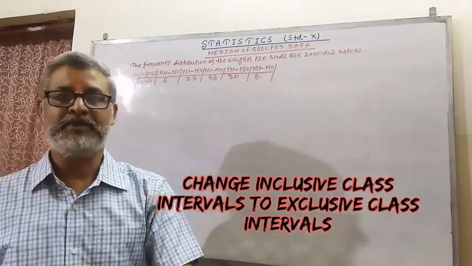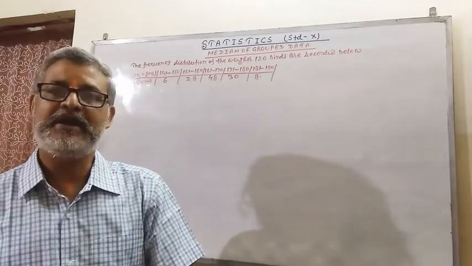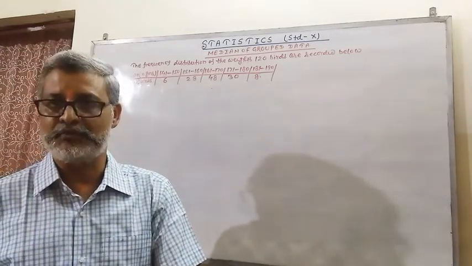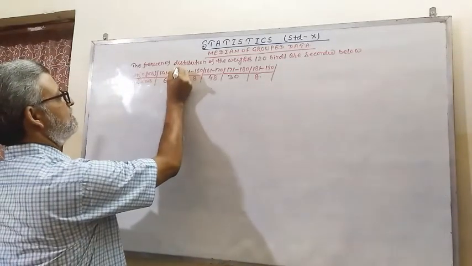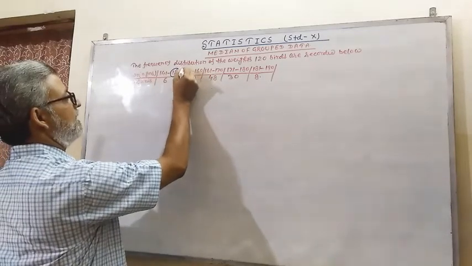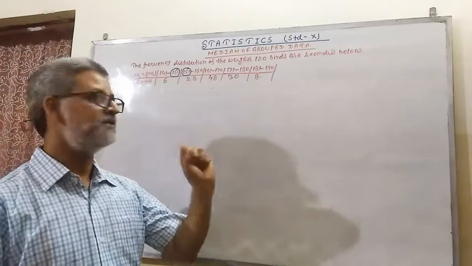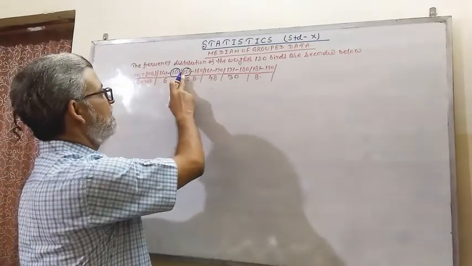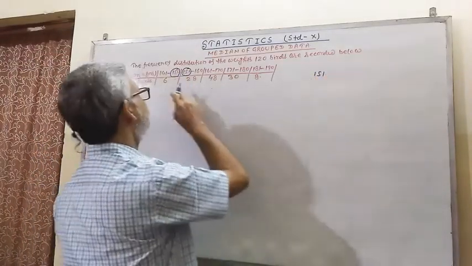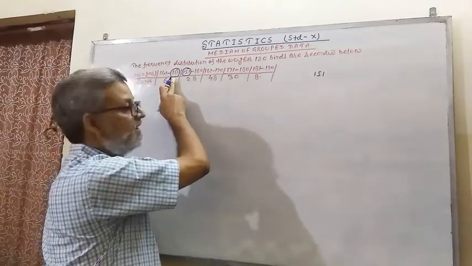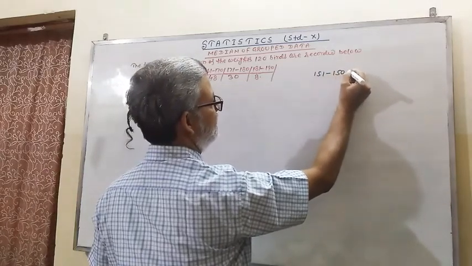Maybe few students are knowing, maybe few students are not knowing. So I will explain once how to convert any class intervals from inclusive to exclusive. Take the first interval's upper limit and the second interval's lower limit, and their difference. Here the second interval's lower limit is 151 and the first interval's upper limit is 150. So their difference, 151 minus 150, is equal to 1.